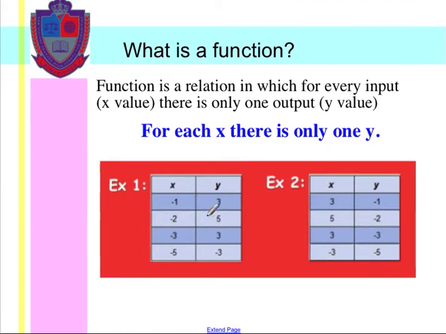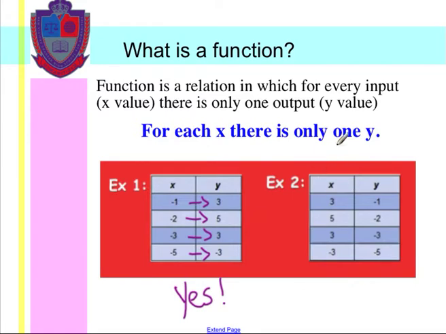In the first one, I'm given a table x, y. I see -1 goes to 3, -2 goes to 5, -3 goes to 3, and -5 goes to -5. Notice that every x has one y value. It doesn't matter that 3 is repeated. It doesn't matter. Each x goes to one y value. So the first example, yes, this is a function.